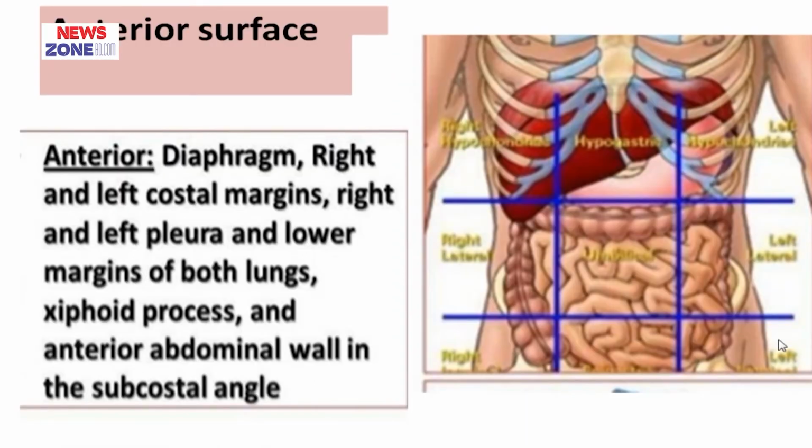Now the anterior surface. The anterior surface is completely covered by the right and left costal margins and the xiphoid process, diaphragm, and is also related with the lungs, pleura, pericardium and the anterior abdominal wall in the subcostal angle.